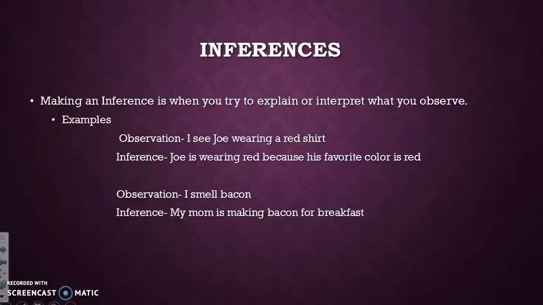Next, we'll talk about inferences. Making an inference is when you try to explain or interpret what you observe. So an example of that would be, let's say you make the observation where you see that Joey is wearing the red shirt. So your inference could be that Joey is wearing a red shirt because his favorite color is red. With the inference, you go a little bit further, trying to explain it. Okay, an observation is just what you use your senses to do. And then the inference is where you're trying to think a little bit further with it.